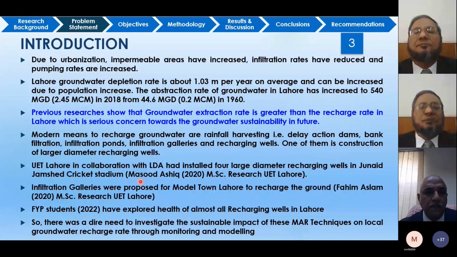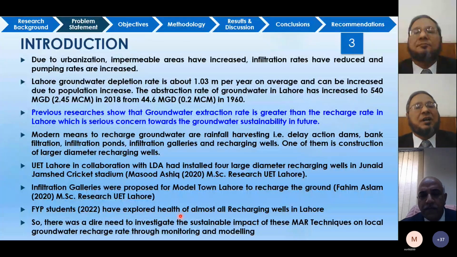Then we also carried out one MSc research by proposing infiltration galleries in the Model Town housing society. And we saw the impact of these infiltration galleries in reducing the groundwater depletion rate. Moreover, one group of final year projects did a study in 2022, and they explored all the recharging wells installed in Lahore, particularly their health condition. So this is the total background of these MAR techniques.